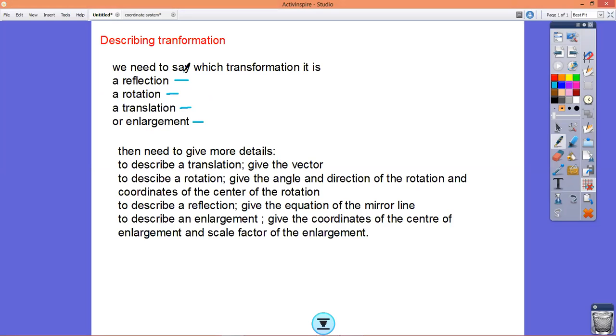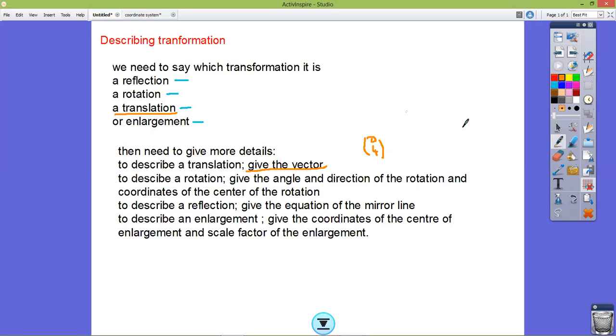Okay, for example, for translation, let me show another color. Translation is here. For translation, what do we need to do? We need to give the vector. How did we do this one? We said in a parenthesis, we wrote, for example, 0 and 4. This means x didn't move, y moved 4 up, as you remember.